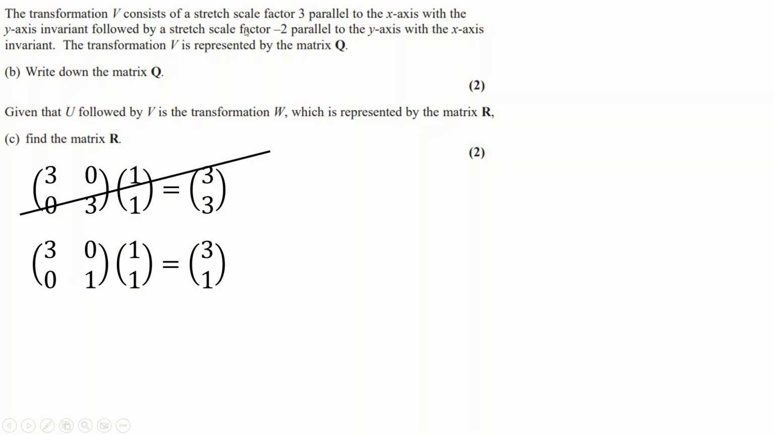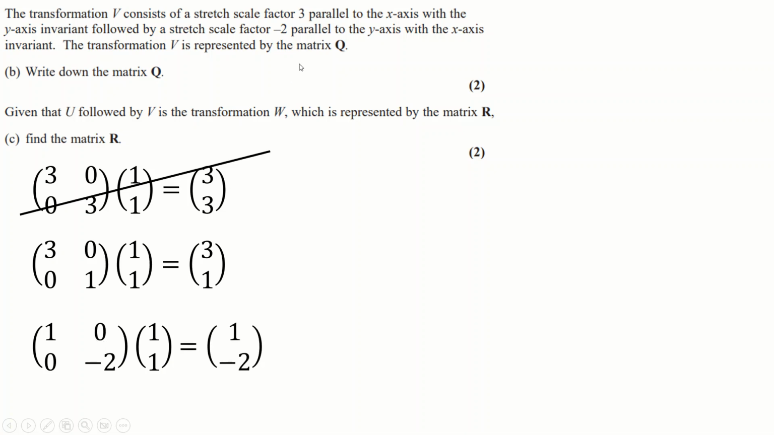And then the second bit is a stretch scale factor minus 2 parallel to the y-axis. And I think very logically I can just work out now, well, that must be the 1 now, and that must be the minus 2. And now this should go to 1, minus 2, because the x is invariant, and this is scale factor minus 2. So this should go to 1, minus 2, and it does. So I can verify these are the 2 correct matrices.